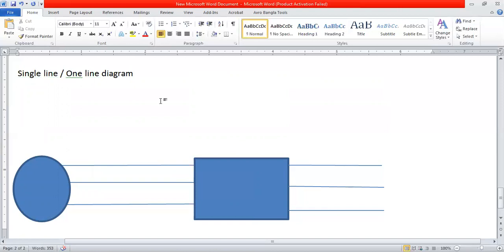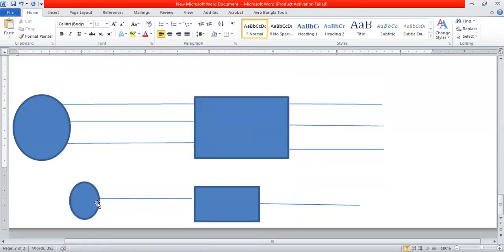So this diagram is called a single line or one line diagram. This diagram does not mean that this is a single phase system. This is a three-phase system. But instead of drawing these three lines, we can represent it by a single line because this is a balanced system. If we calculate the power of the single line, we can multiply it by 3 and we will get the power of the three-phase line. So this is the concept of the one line or single line diagram.